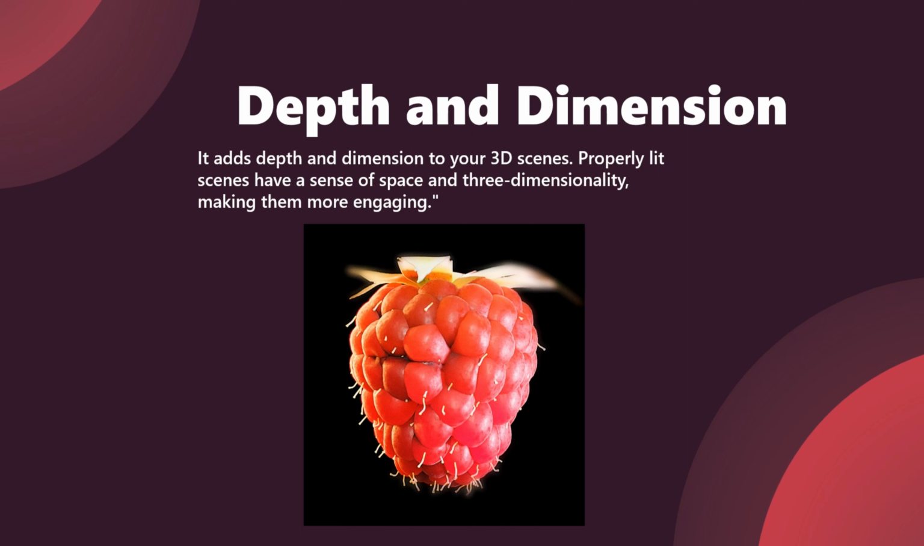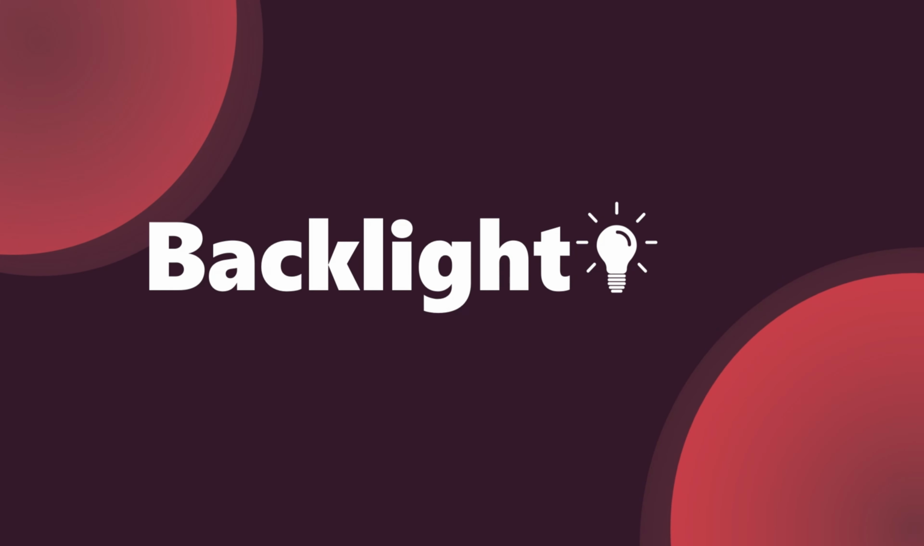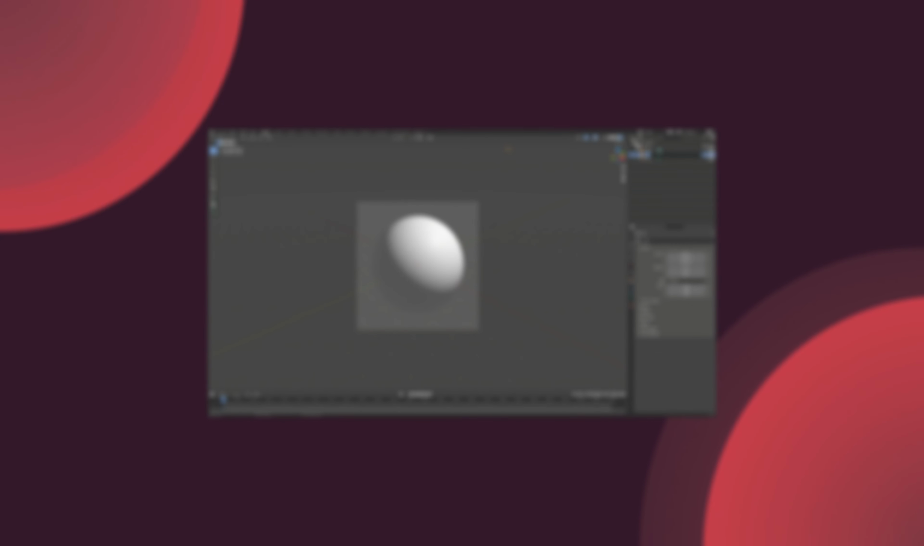Now that we've covered why professional lighting is crucial, let's take a sneak peek at what we are going to explore in this video. We'll explore the key light, the fill light, and the backlight, and you'll learn how these three elements work together to create beautifully illuminated scenes. But that's not all. We'll also dive into Blender for a practical demonstration, where we'll set up a lighting scenario from scratch. Are you excited? I know I am.